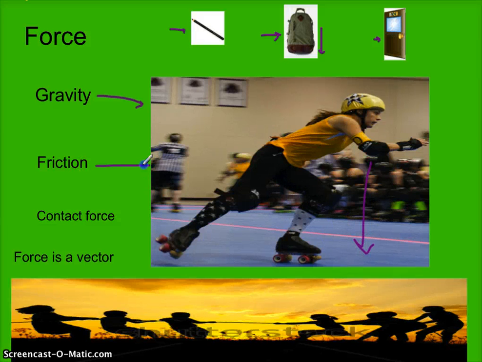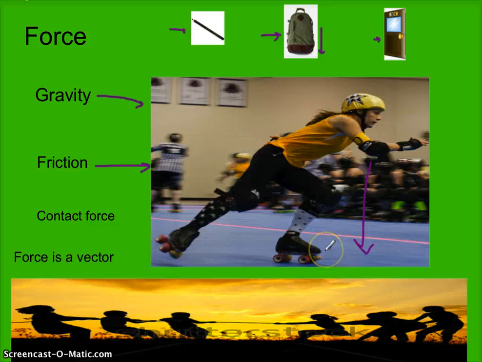There's also the force of friction. Now, you've heard of the term friction before. I just want to remind you. Friction is the force that resists motion between surfaces that are pressed together. And what you have pressed together here are the not blades, but I guess this would be the wheels of the skates and the earth.